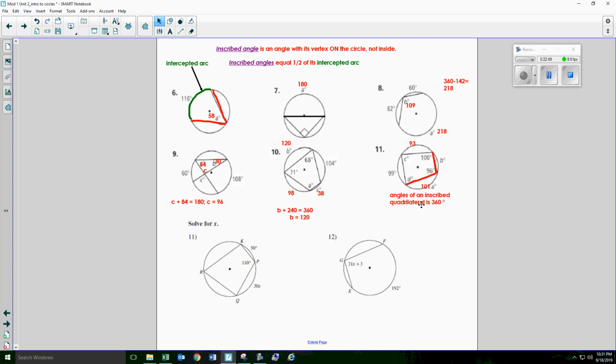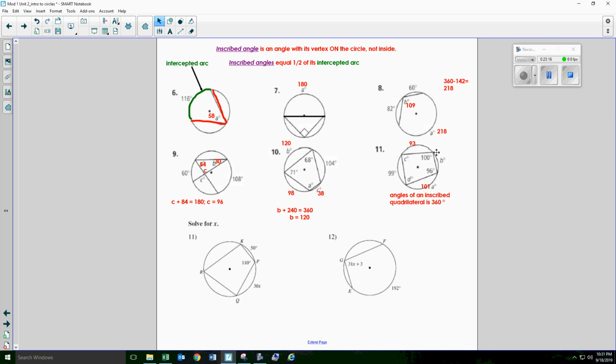Let me erase these now so I can get those that way. Now, the other thing we would have: if I did this one, remember that's going to be that arc plus that arc, which I don't have. If I do this one, it's this arc plus this arc, which I don't have.